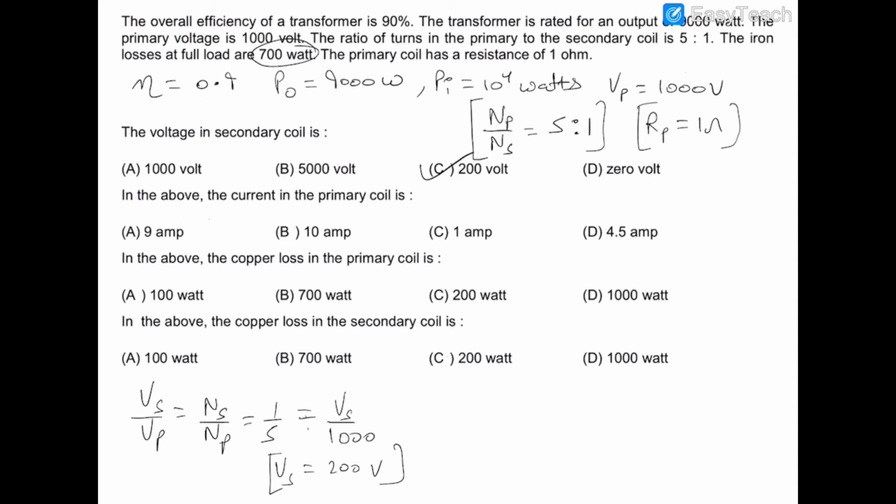So the input power is equal to 10,000 watts, and it is also equal to V primary into I primary, and V primary is given as 1000. So I primary is equal to 10,000 upon 1000, which is equal to 10 amperes. So the correct answer for question number 2 is B.